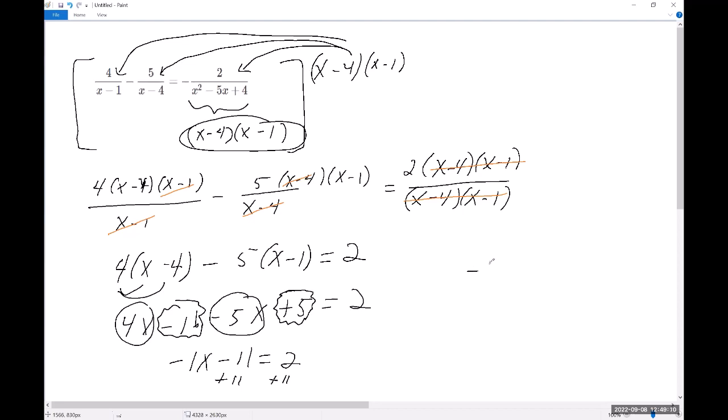So I'll continue over here. Minus 1x is equal to 13 divided by negative 1. Now, I really should check my work, but I'm pretty confident that I didn't make any mistakes. So we're just going to leave it at that, but we should really check our work.